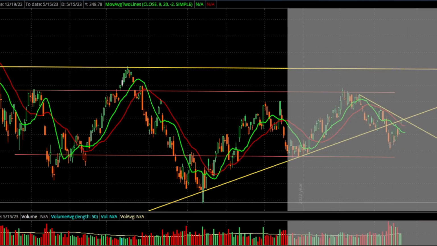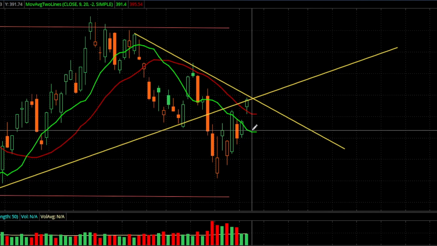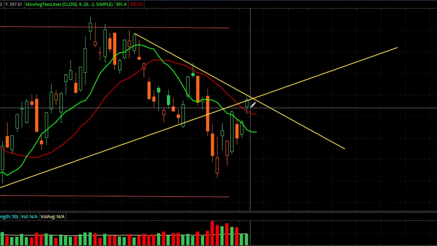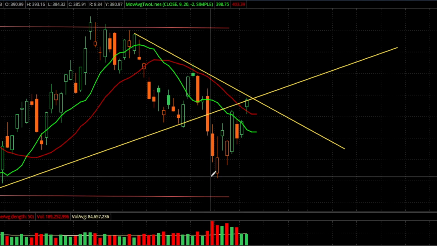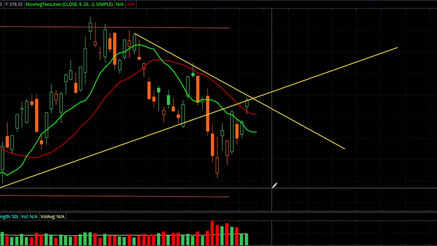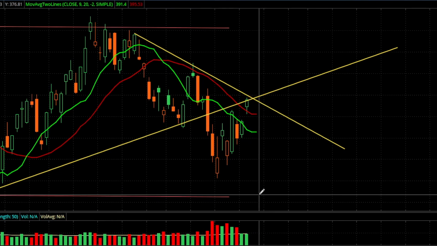So let me zoom in and show you what's happening, because right now it is hitting the backside of that trend line. Generally, when you do break these trend lines, you'll kind of check back to it and then break down. All right, so that's that. Keep that in the back of your mind.